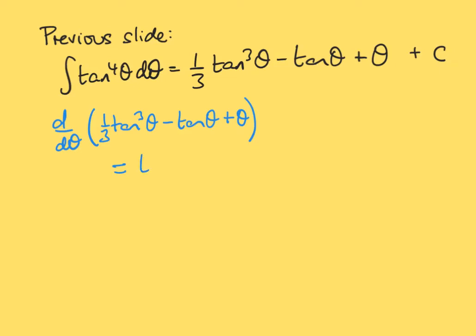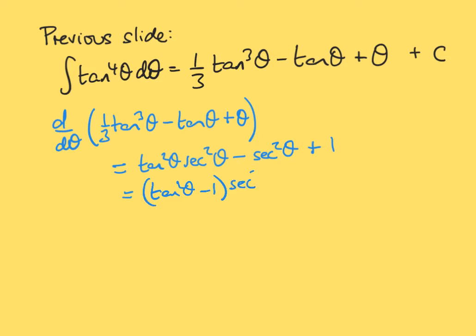So we have from the first term tan squared theta sec squared theta. From the second term, the derivative of tangent is sec squared theta. Let's be careful about the fact there was a minus sign here. And then differentiating this gives us plus 1. So what we have is a common factor of sec squared theta in these two terms. So that is tan squared theta minus 1 all times sec squared theta, plus 1.